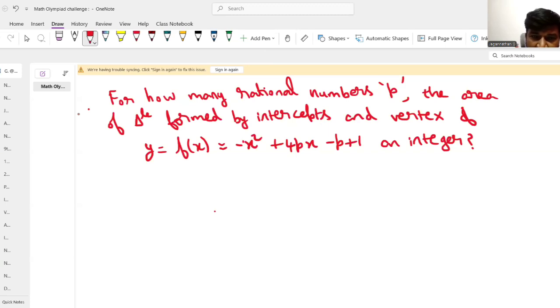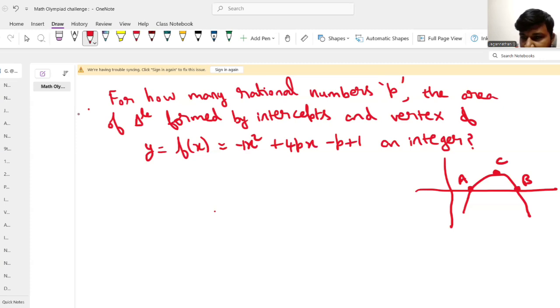Since the leading coefficient is negative, that means it's an open-downward parabola. Since they're talking about x-intercepts, graphically it should look something like this. Just think about it: these two points are the x-intercepts. Let me name them A and B. The vertex point here will be C. We're talking about the area of this triangle only.